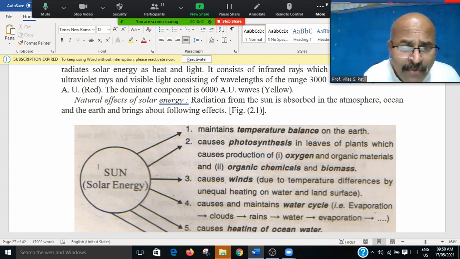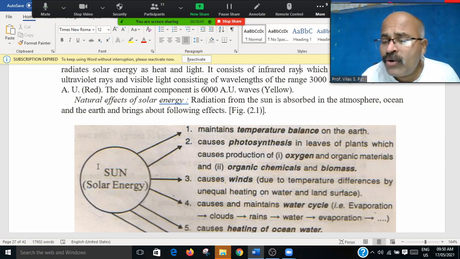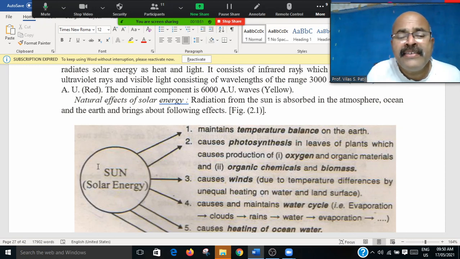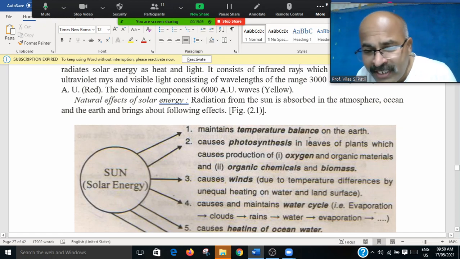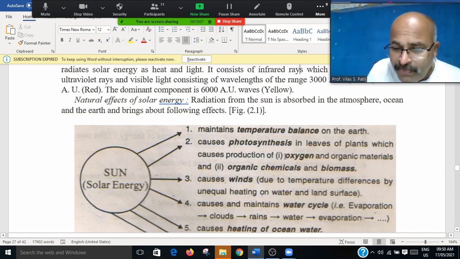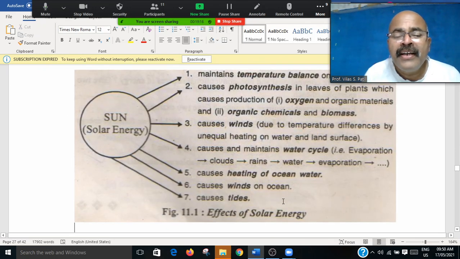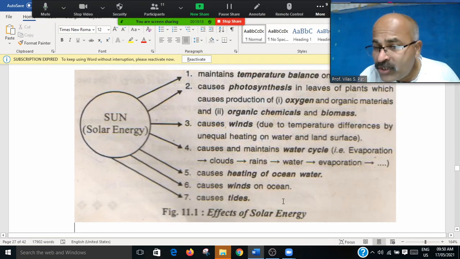In such a way some natural effects of solar energy are there. It maintains the temperature balance on the earth, and causes photosynthesis, which is the process of making food by green plants. In photosynthesis, proteins are produced by using solar energy. It produces oxygen and organic material, organic chemical biomass. It causes the wind. Why does the wind flow?